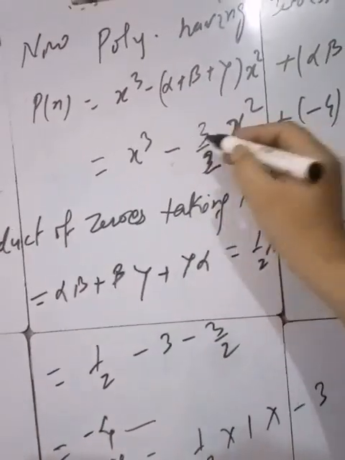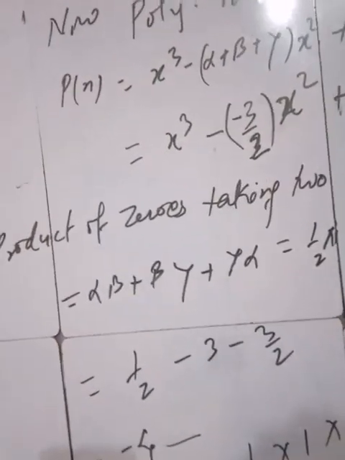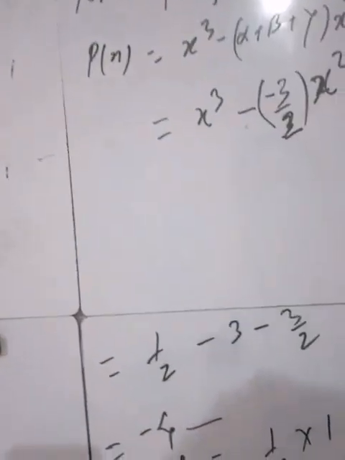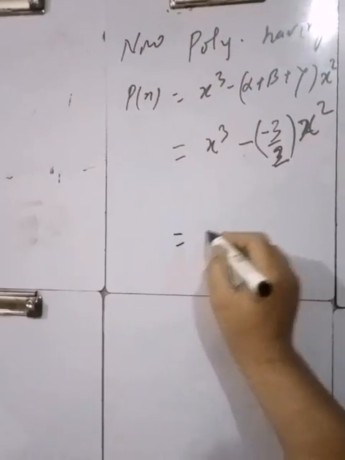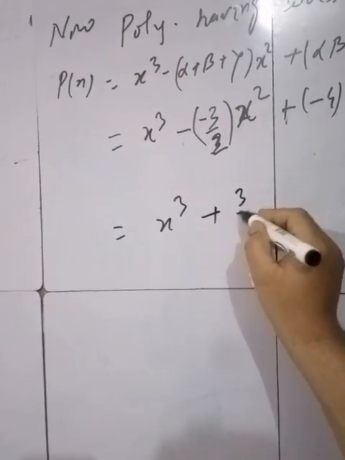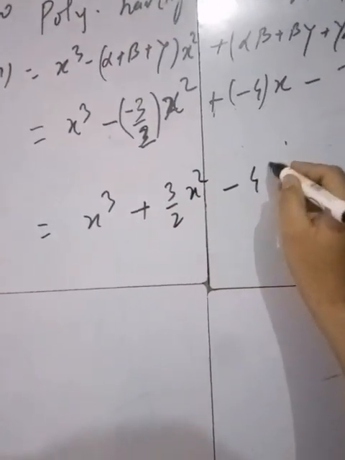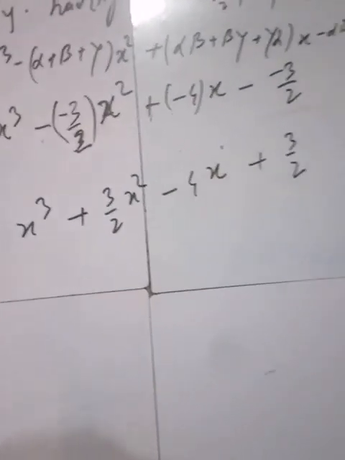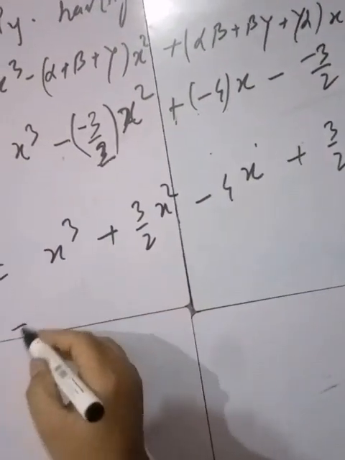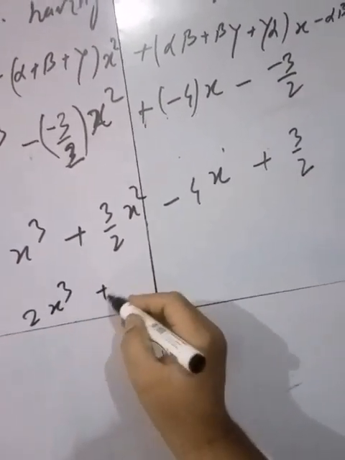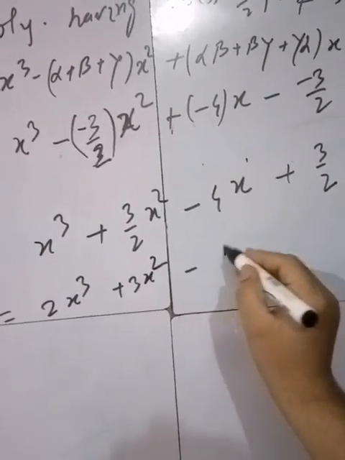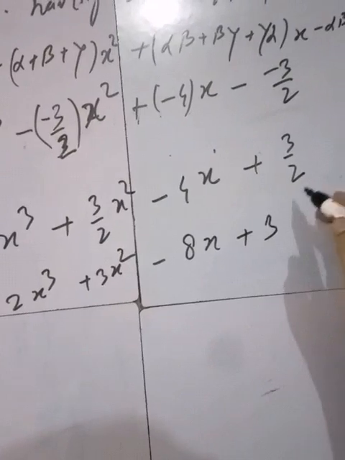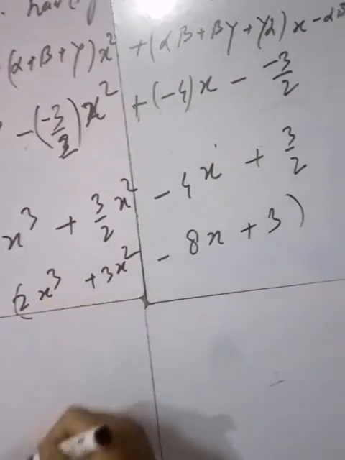And we have got this also as minus 3 by 2 as sum of the zeros. It is written earlier. So next what I do, finally we will calculate it. This will be x cube plus 3 by 2 x square minus 4x plus 3 by 2. So finally if you take the LCM, then it becomes 2x cube plus 3x square minus 8x plus 3, and this 1 by 2 will come in a bracket.